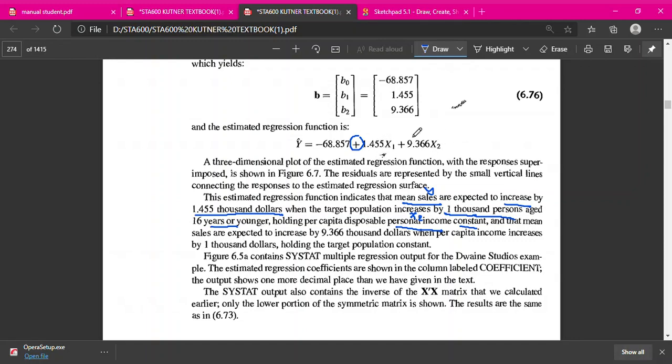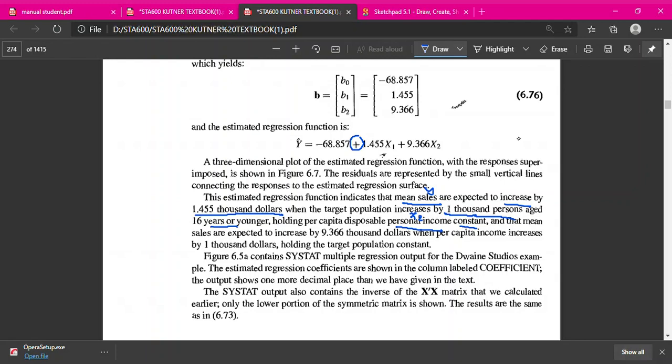Okay, tengok pula macam mana interpret untuk X2. X2 adalah income tadi kan. So dia katakan mean sales, kena ada perkataan mean, kita nak estimate the mean. Okay, the mean sales ataupun mean Y are expected to increase. Kenapa increase? Sebab positive value. Kalau negative value will be decrease lah. We are expected to increase by $1.366,000.